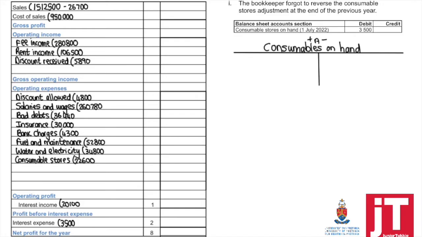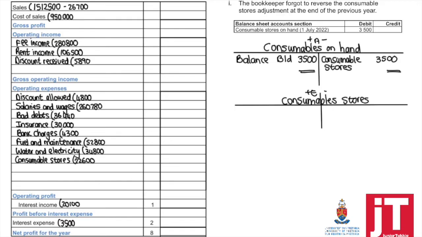That's the beginning of the accounting period. There was a balance brought down of 3,500. The bookkeeper forgot to reverse that. That means we now need to credit that. It will form part of my expense for this accounting period. So you need to plus 3,500. We took it out at the end of the previous year, because it was left over. So it didn't form part of my expense last year. But now in this accounting period, we had to reverse it because it forms part of my expense for this accounting period. That's why we need to add it.